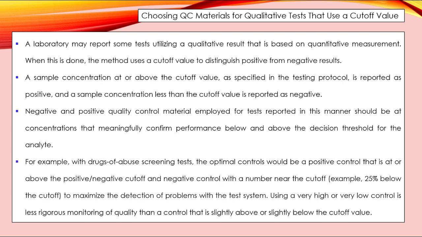For example, with drugs of abuse screening tests, the optimal controls would be a positive control that is at or above the positive/negative cutoff and a negative control with a number near the cutoff, for example, 25% below the cutoff, to maximize the detection of problems with the test system. Using a very high or very low control is less rigorous monitoring of quality than a control that is slightly above or slightly below the cutoff value.